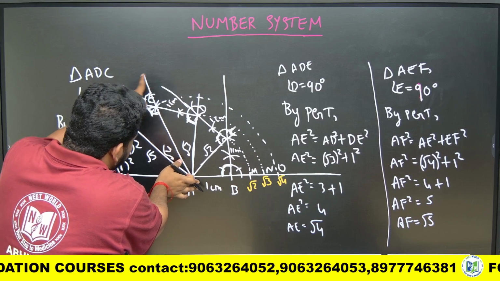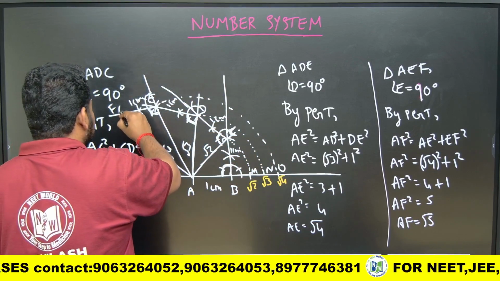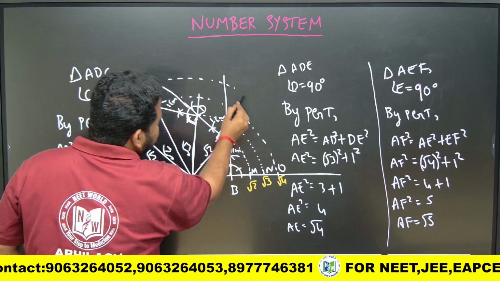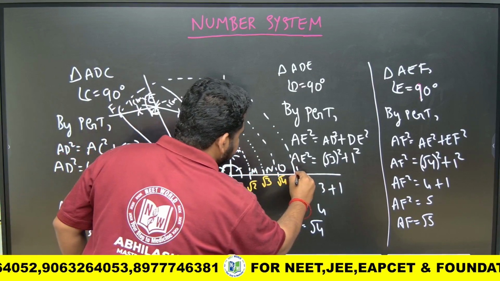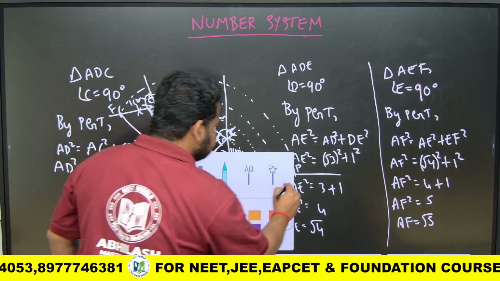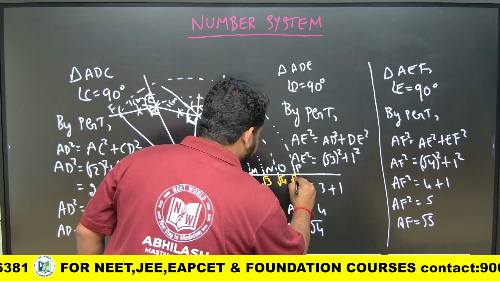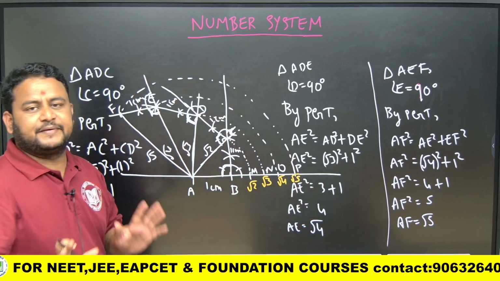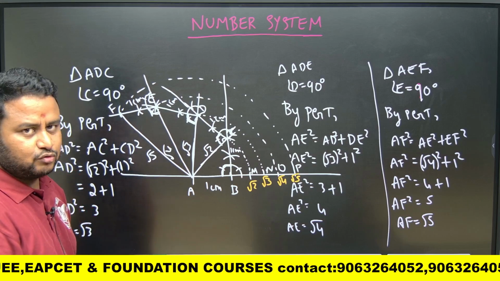So I have to draw a dotted line till the number line. I'll extend from here, see here friends, till here I will extend. So MNOP. This is point P. This point P is nothing but root 5. This is how you represent root 5.